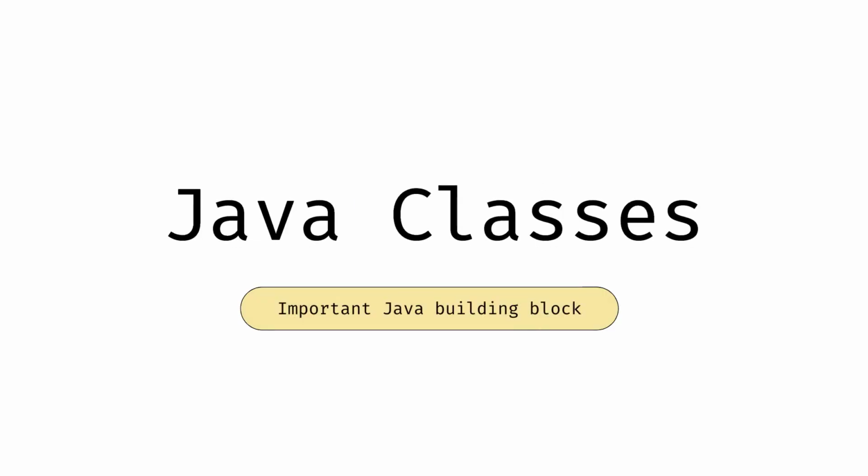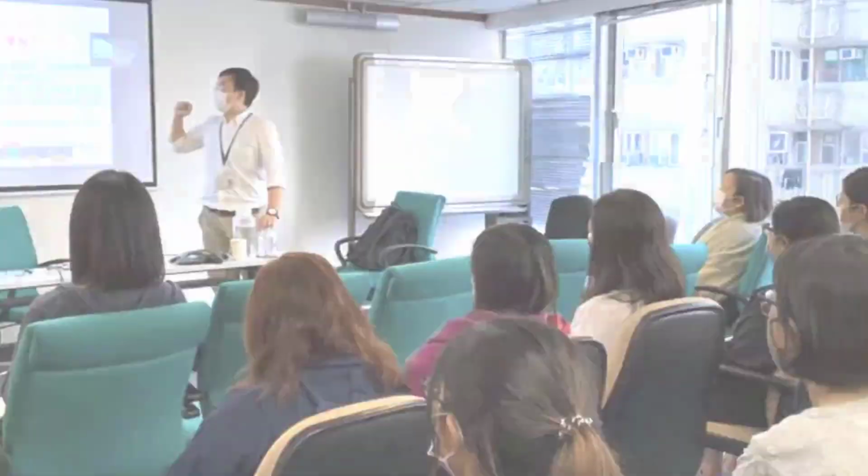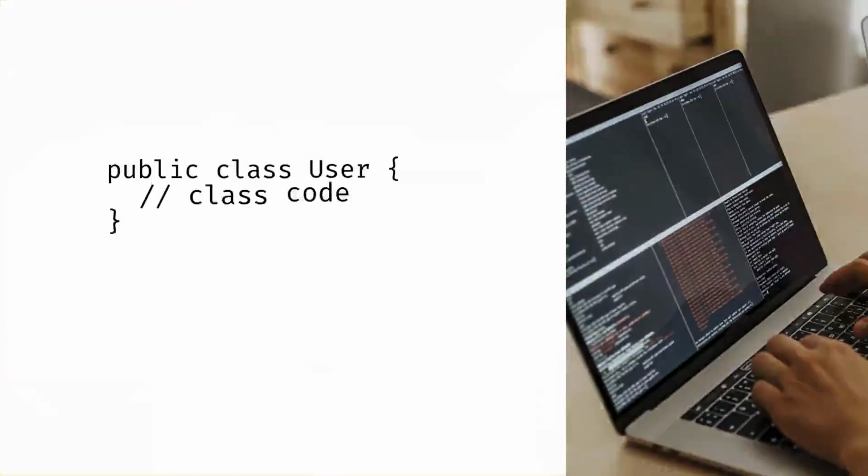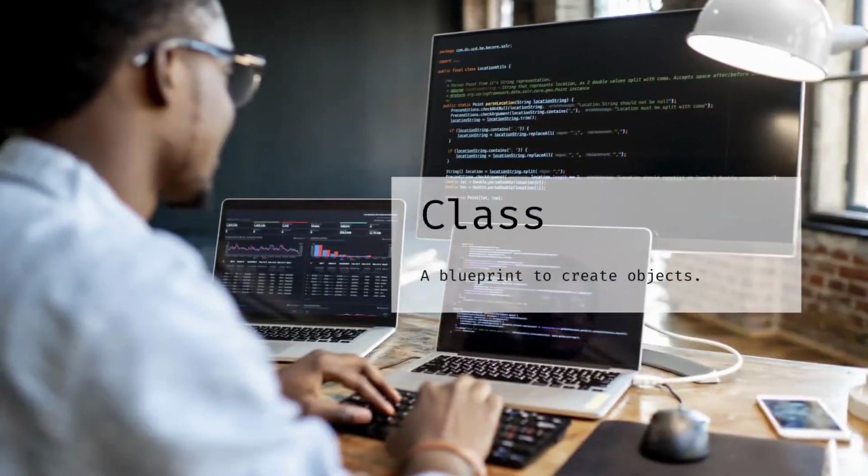Let's start with Java classes. And when I say classes, I don't mean this or this. I mean one of the most fundamental concepts of Java programming, classes. So a class is a blueprint to create objects.